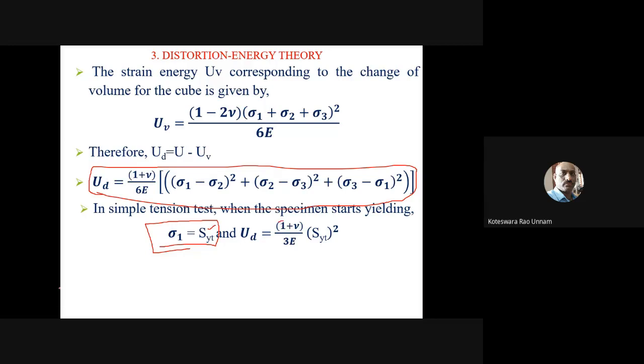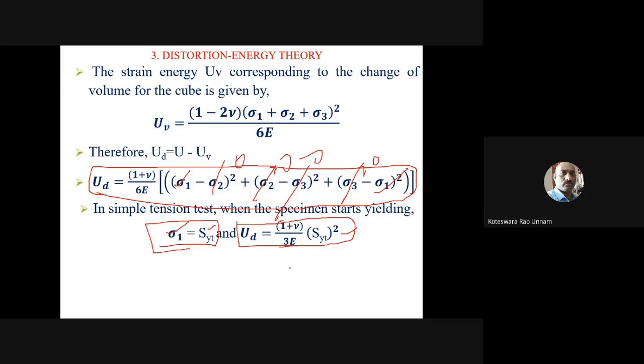So now if I do that, just now I showed you what we got in case of unidirectional, uniaxial loading: (1 plus nu) by 3E into sigma 1 square. Here also you can see I need to put this one as 0, this one as 0, even this one as 0. All these are 0. What I am left with is sigma 1 square. 2 sigma 1 square means 2 and 6 cancel out. You will get (1 plus nu) by 3E sigma 1 square. Sigma 1 is nothing but S_yt. So this is the distortion strain energy in case of your tension test.